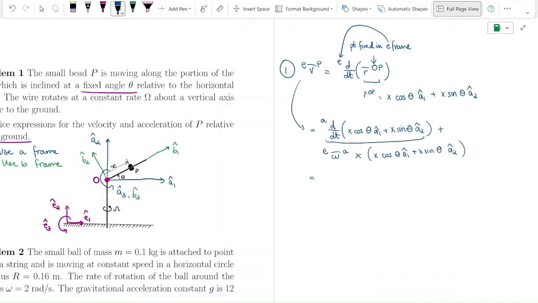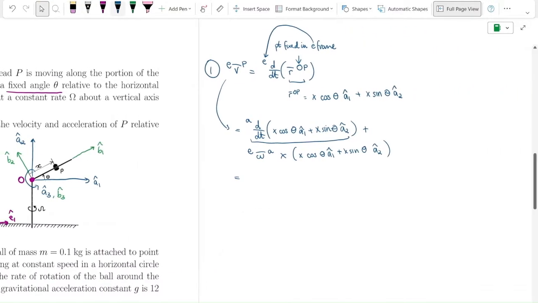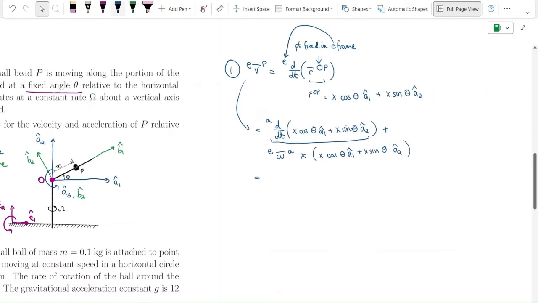Okay, so let's evaluate this first term. We know that theta is a constant, so that means cosine theta and sine theta are constants, but P is moving along the portion of the wire that is inclined. So P is moving along here, which means the distance x is changing, so we cannot assume that x dot is 0. So this becomes x dot cosine theta a1 hat plus x dot sine theta a2 hat. Okay, that's the first term.